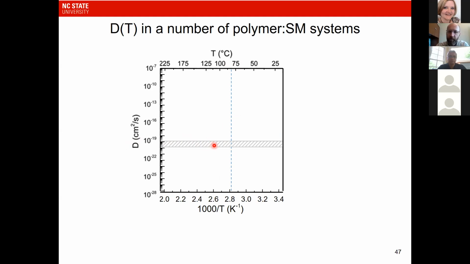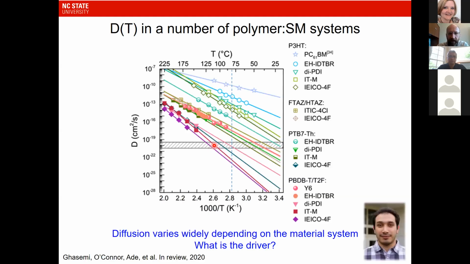If they diffuse more than 20 nanometers in a 100 nanometer thick film, you're very likely going to have some significant degradation. And so, like I said, he did this for a range of molecules, and you can see we want to be down here in this space. And you see most of these don't meet that criteria. Most of these combinations don't meet that criteria. Some do, and many don't. And so what is the fundamental driver for this behavior?